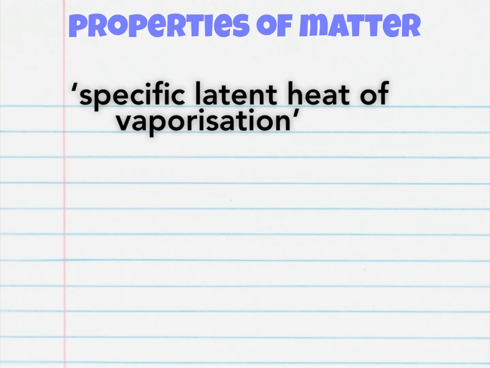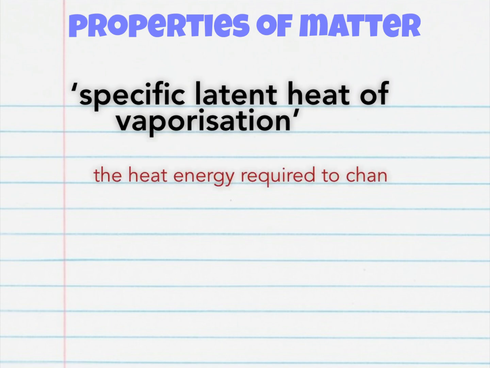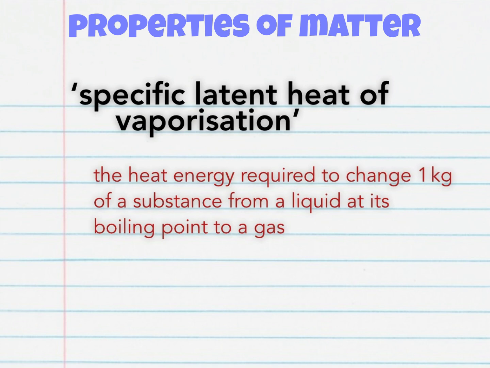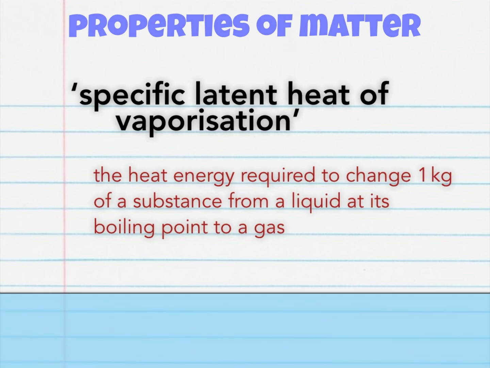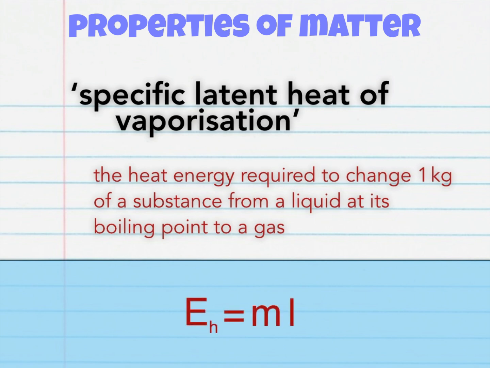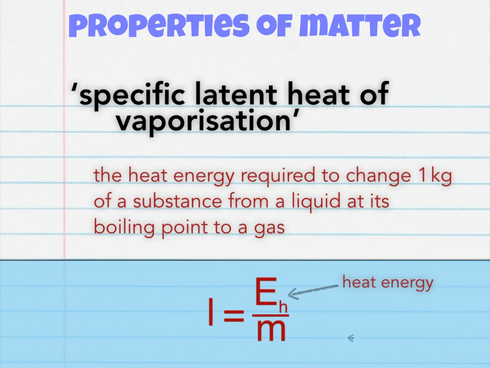Here's the next one, specific latent heat of vaporisation. This one is again related to heating a substance, although since the substance is at its boiling point, it results in a change of state. Here's the definition. The specific latent heat of vaporisation is the heat energy required to change 1 kilogram of a substance from a liquid at its boiling point to a gas. This equation should help you to work out the definition as long as you remember the change of state. To make specific latent heat of vaporisation L the subject of the equation, divide both sides by m. EH is heat energy and m is mass in kilograms.